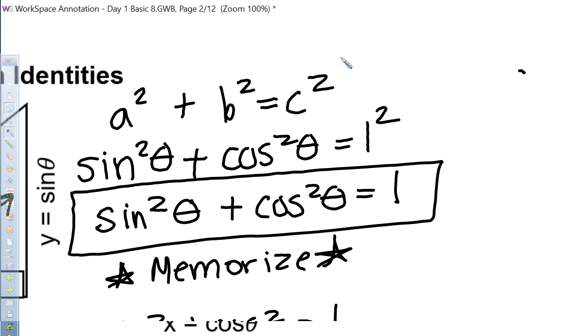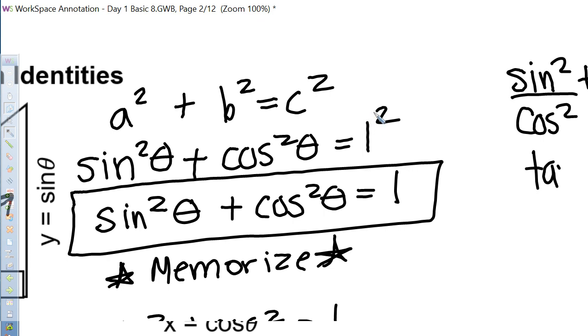Now we're going to take the Pythagorean identity, sine squared plus cosine squared equals 1. Now in this last example I divided everything by sine squared. Let's see what we get when we divide everything by cosine squared. So sine squared divided by cosine squared is tangent squared. Cosine squared divided by cosine squared is 1. And 1 over cosine squared would be secant squared. So there's another version.